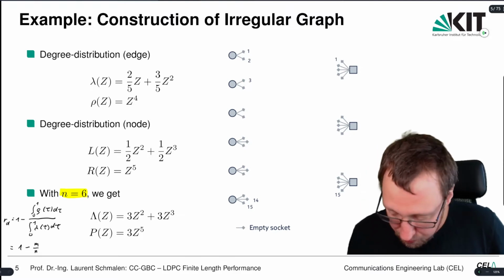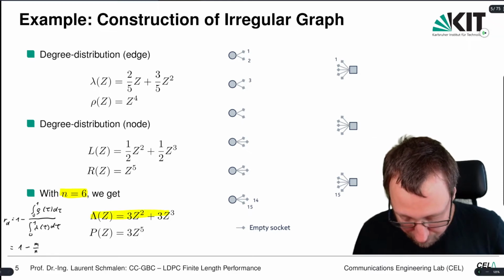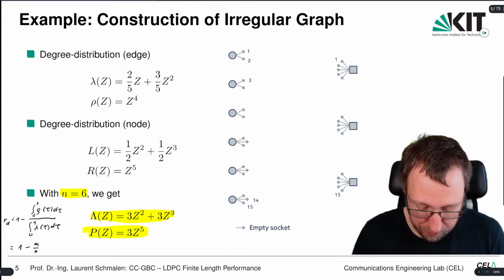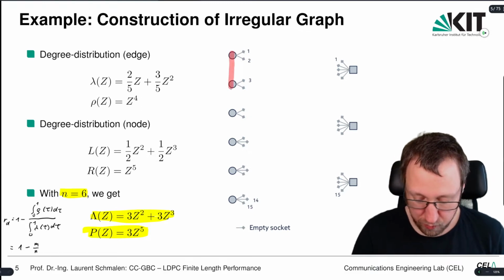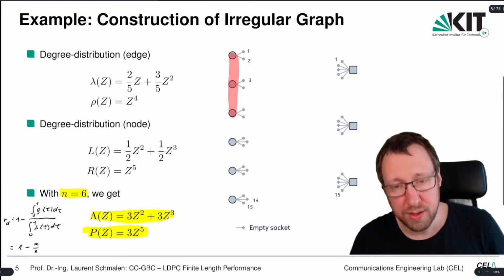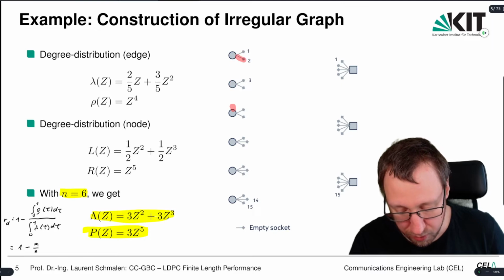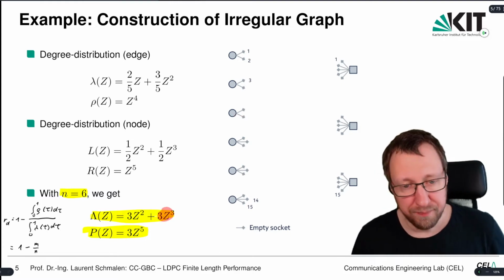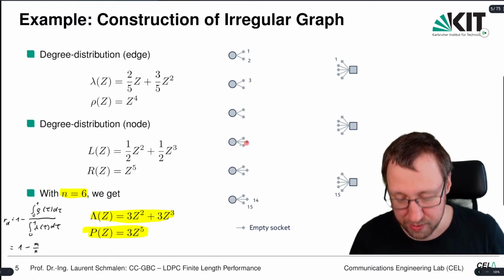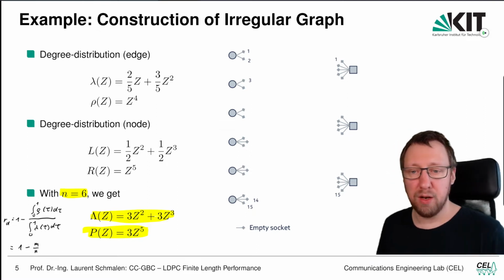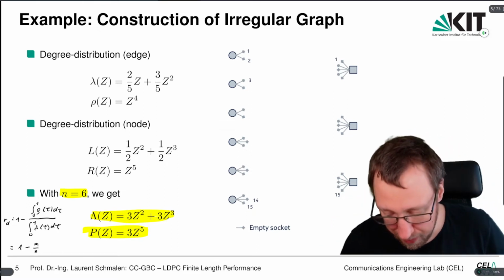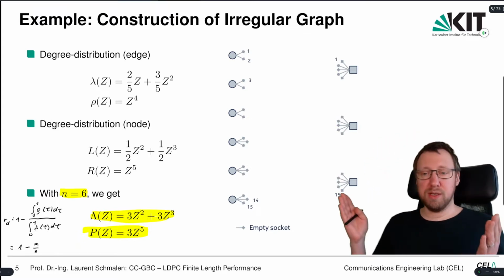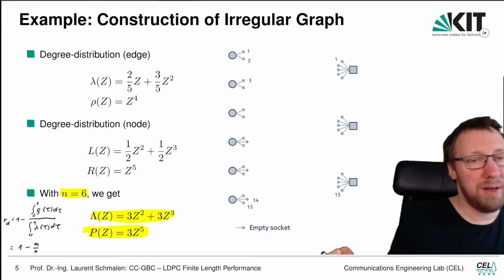Once we have this, we have the degree distribution from the node perspective, the non-normalized L of z and R of z. So we see that we have 3 variable nodes of degree 2, and they have degree 2, so we assign 2 sockets each. So this is socket 1, socket 2, socket 3, socket 4, socket 5, socket 6. Then we have 3 variable nodes of degree 3, so they have 3 empty sockets each. And then we have 3 check nodes of degree 5, so each of those has 5 sockets. So on both sides, we have a total number of 15 empty sockets.